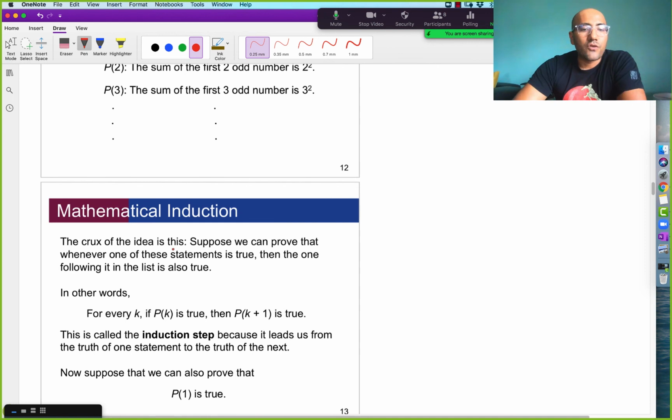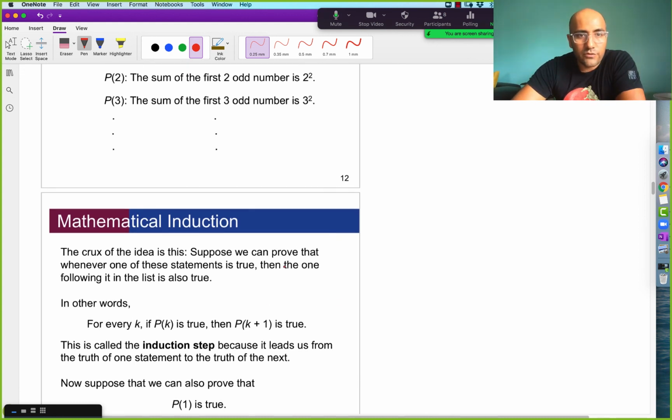Okay, so the crux of this idea is that suppose that we can prove that whenever one of these statements is true, then the one following it is also true. So if you can jump in general to somewhere down the center of this and show that the next one is also going to be true, assuming that the one you're on is true, then you've done what we call the induction step. Good. I think of this kind of like dominoes.